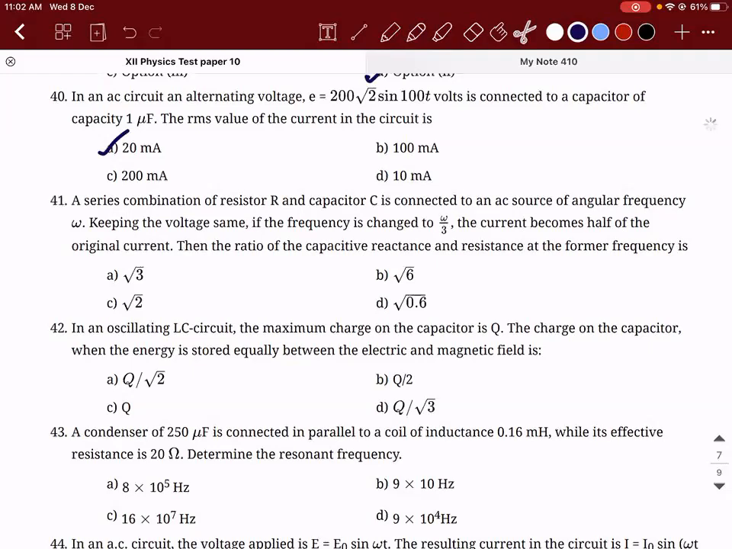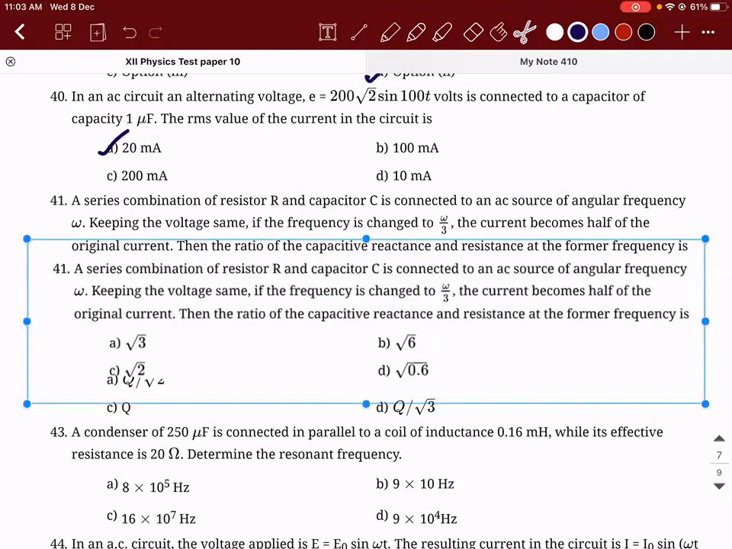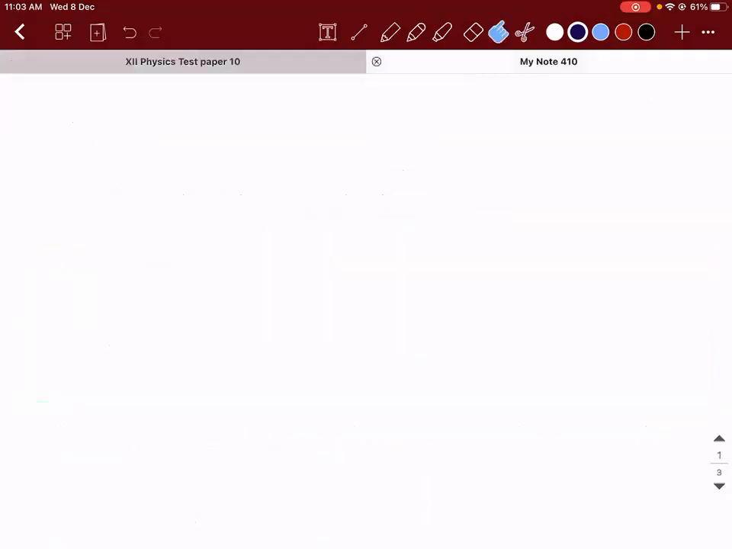Mark it as important. If you have solved, well and good. Did anyone solve this? I didn't. Okay. Anyone else who has solved? At least tried solving but got stuck? No one?